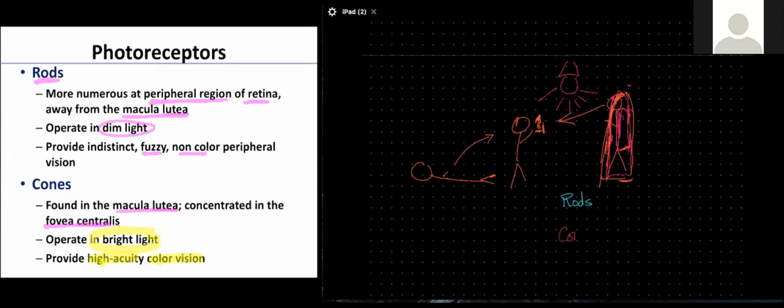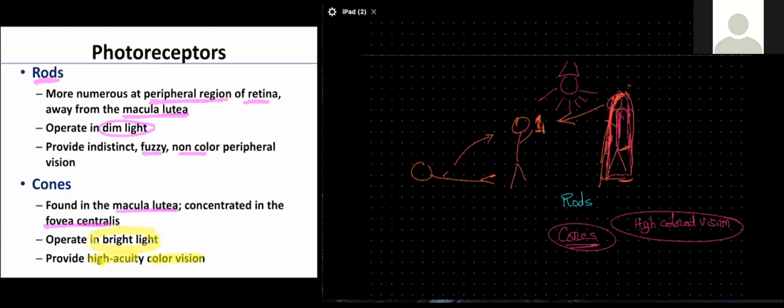Who is going to be operating now? It's going to be my cones. And if the cones are operating, they will be providing me with a high acuity colored vision. So I can see the details. I can see that this is a coat hanging behind the door of my room, not a person staring at me.